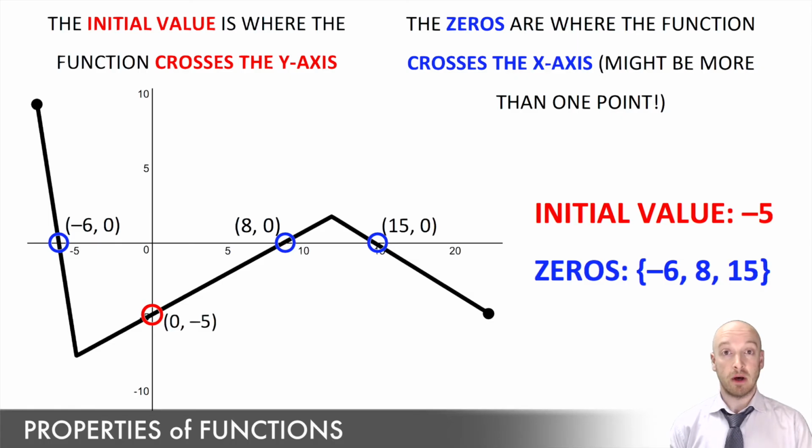And now we know that it's possible that we can have more than one x-intercept in any given function, just like the 3 of them that you see on the screen right here. So that's initial value and zeros. Initial value is the y-intercept, and the zeros, there could be many, are the x-intercepts of a function.